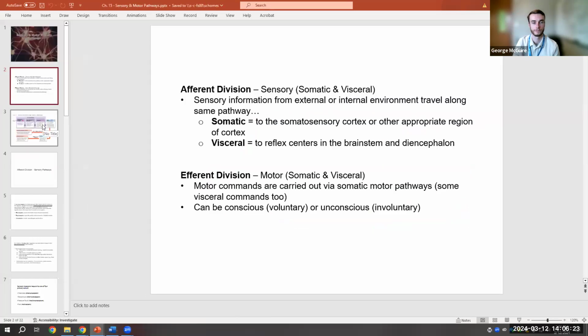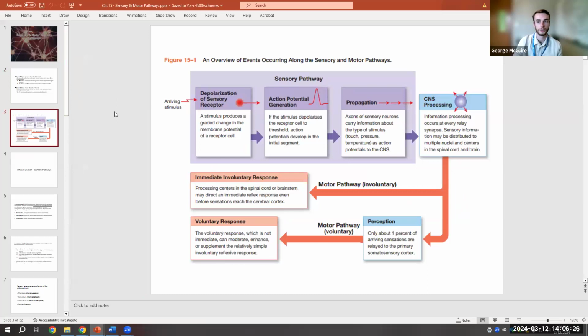Cool. So a general overview of what this looks like.